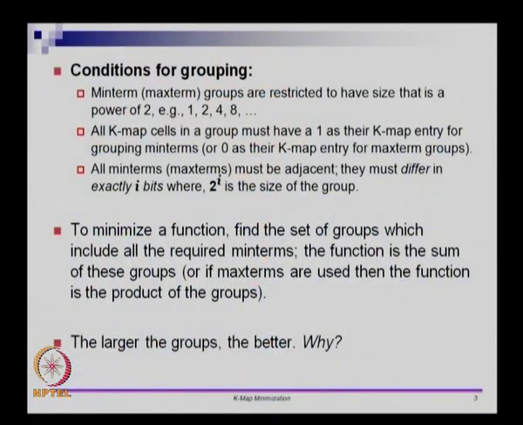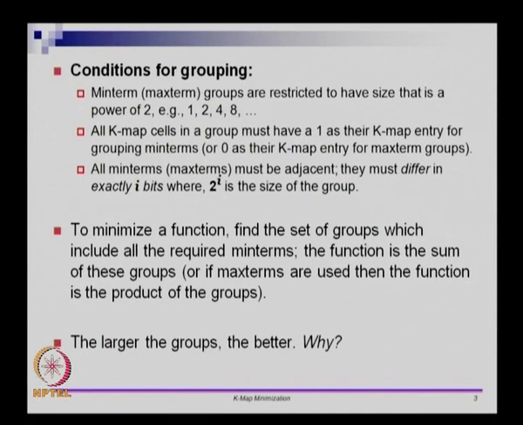The function is the sum of only those groups if you do the sum of products. If you covered zeros, then you get the max terms, and the function is actually the logical AND of all those sums. And in general, the larger the group, the better it is for you. Go and think about why.